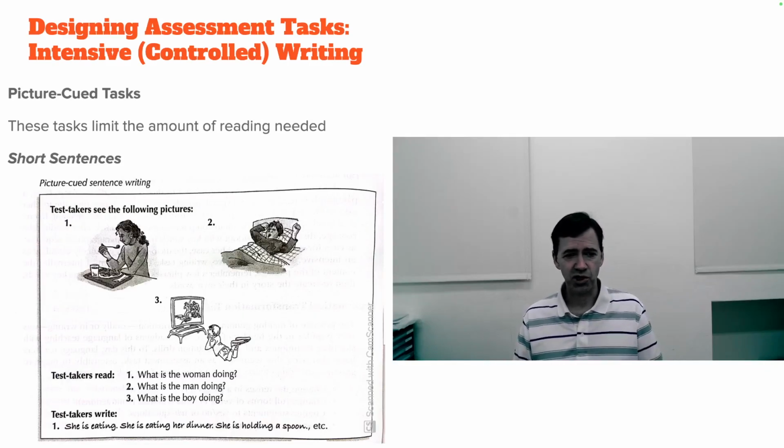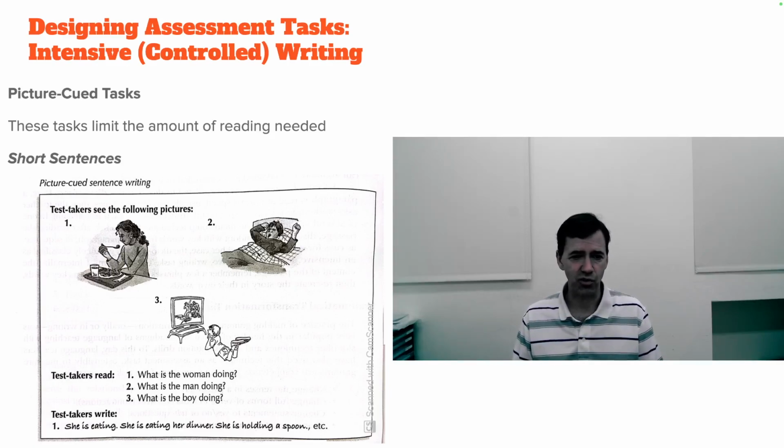Okay, we have picture cued tasks again. This type, again, limits the amount of reading that we need. This one is called picture cued sentence writing. So we have short sentences. Test takers will read these simple questions and then they have to write the simple answers. So number one, what is the woman doing? She's eating, or she's eating her dinner, or she's holding a spoon. Something that is correct about the picture.